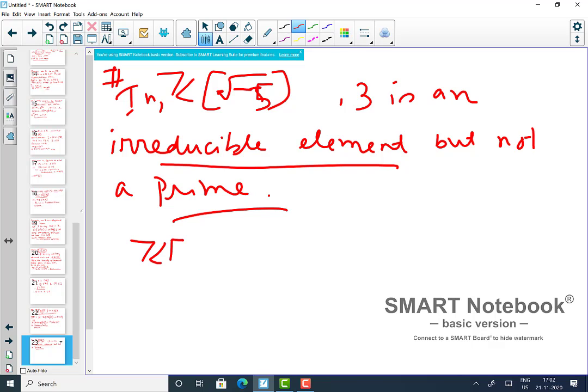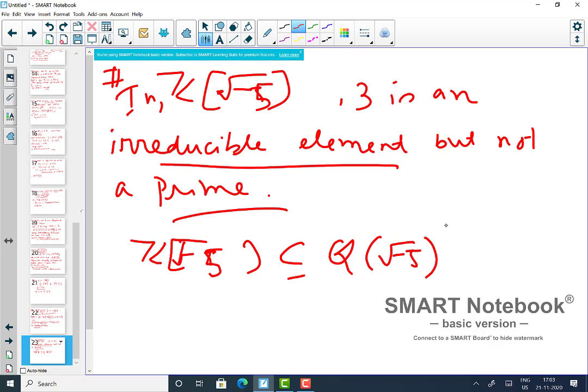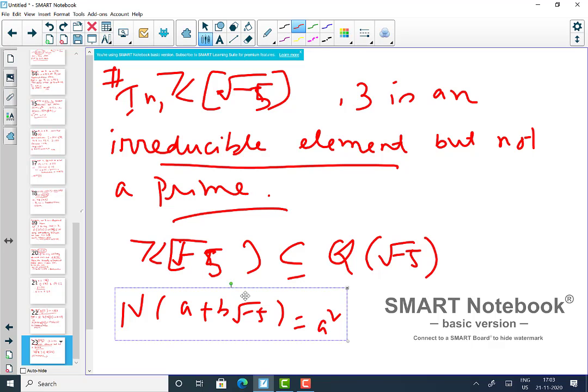So this is Z[√-5], right? This is sitting inside the field of fractions, which is Q(√-5). Okay, the field of fractions of these, and here you have the field norm: the norm of a plus b root 5 goes to a square, or minus, so plus 5b square. So this is just the multiplicative field norm.